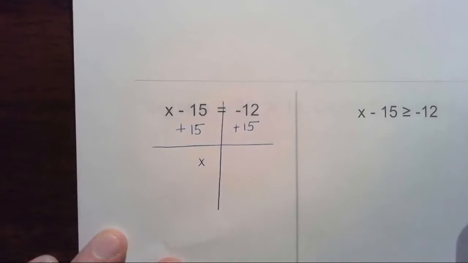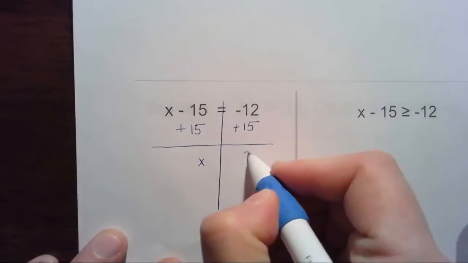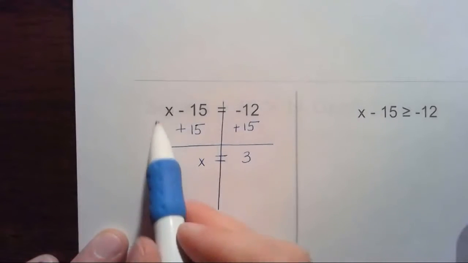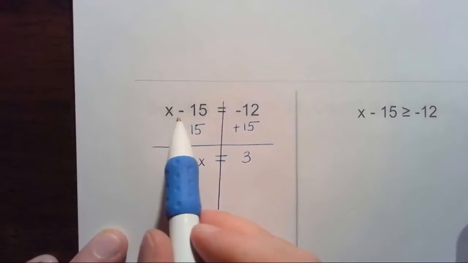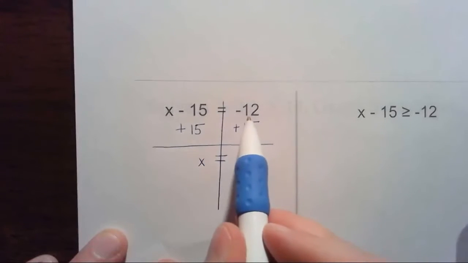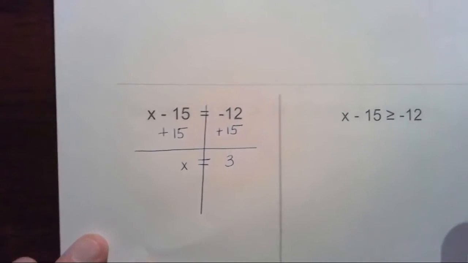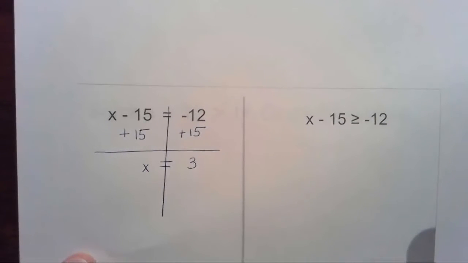Now I have to be really careful with integers. So negative 12 plus 15, different signs. I'm going to subtract. The answer is 3. I have more positives than negatives, so positive 3 is the answer. I can double check if that's a correct solution by plugging it into the original equation. If I put that 3 in place of x, I have 3 minus 15, and I have to check if it's negative 12. That's a correct answer. Okay, does that ring a bell? Hopefully it does.